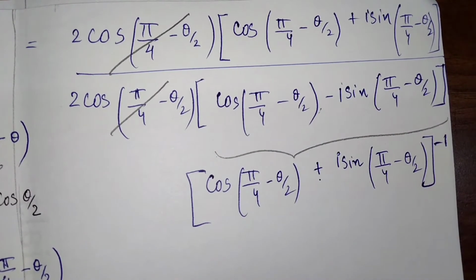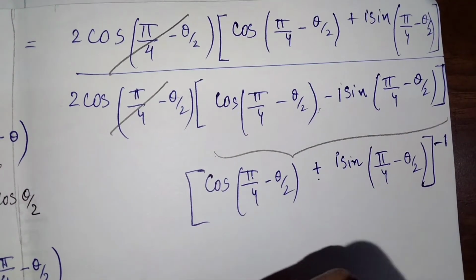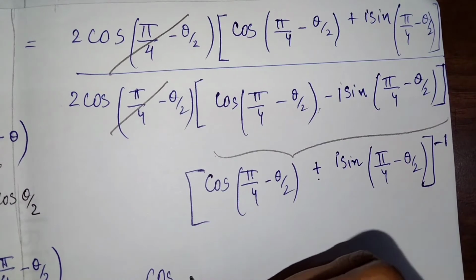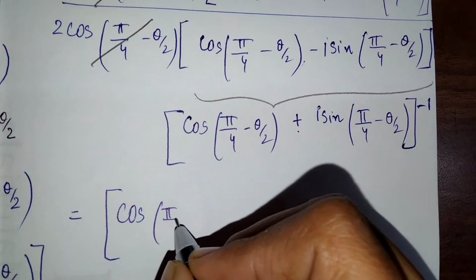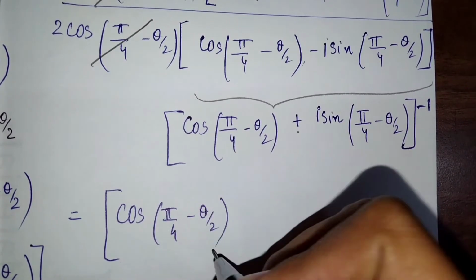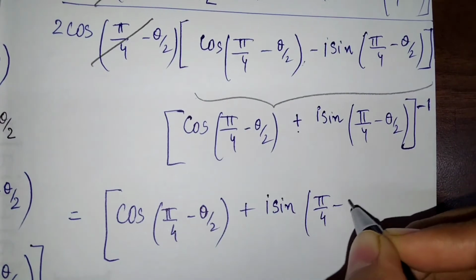So we have converted this equation to this term, and so now we can rewrite this equation as cos(pi/4 - theta/2) + i sin(pi/4 - theta/2).